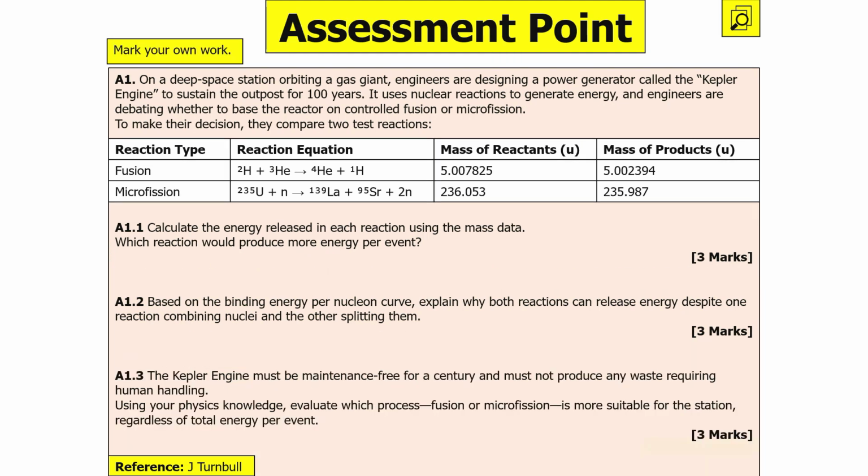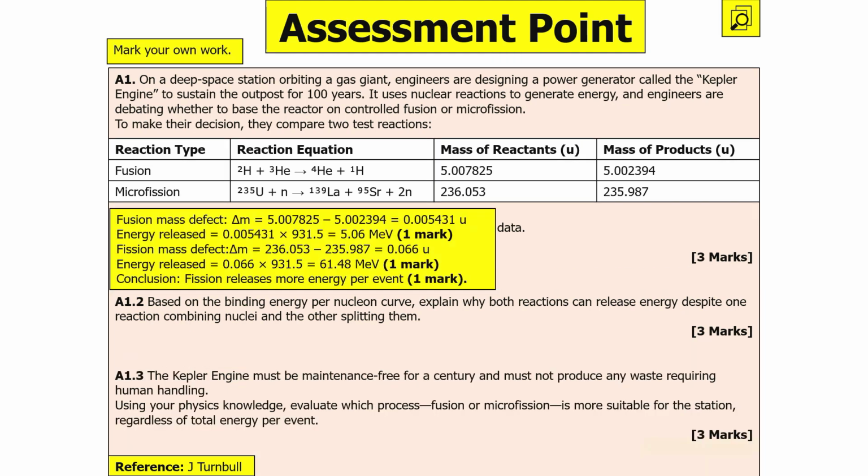Right, in our first one, the fusion mass defect is equal to the change in mass, so it's 0.00531 U. So the energy released, we multiply by 931.5, is 5.06 MeV. We then do the same for fission, and we get the energy released to be 61.48 MeV. So in this instance, fission will release more energy per event.